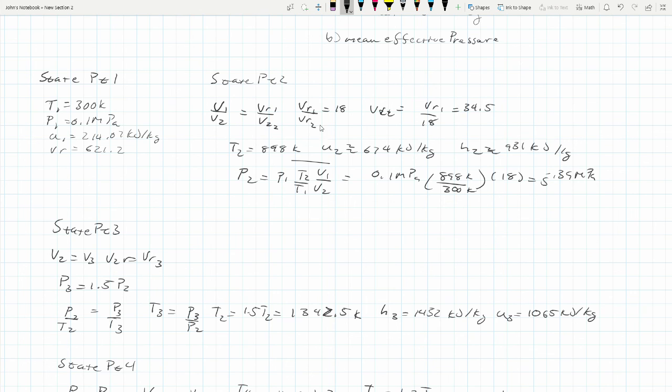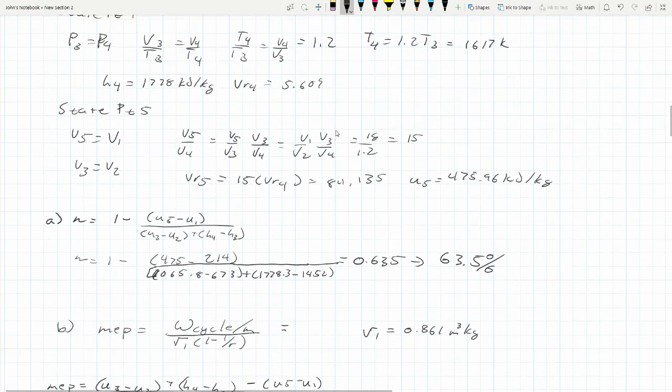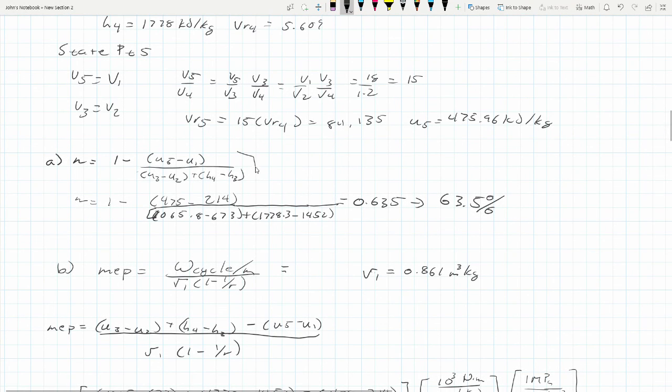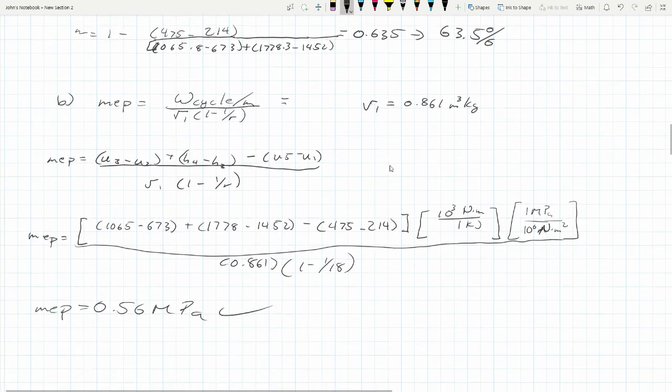We analyzed each state point using the volume ratios for each state point and the ideal gas law, and then looking those specific temperatures up in the table to get our internal energies and enthalpies that we needed for each individual state point. Then we plugged them all into the thermal efficiency equation here. Plug and chug. Got 63.5%.